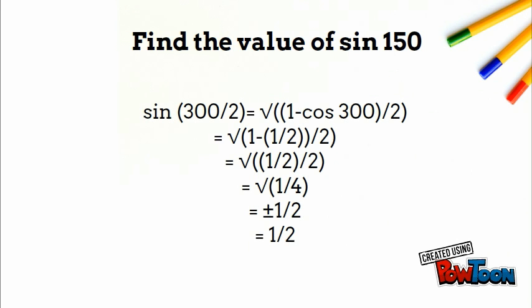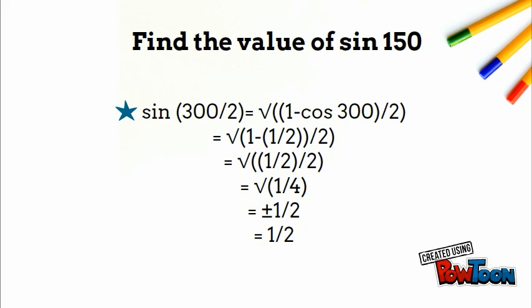We're going to be using the half-angle equation for sine, which is sine of u divided by 2 equals plus or minus the square root of 1 minus cosine of u divided by 2. Our first step is to determine our u value, which is twice our variable of 150, making our u value 300. We then substitute our u value into the equation, giving us sine of 300 divided by 2 equals square root of 1 minus cosine of 300 divided by 2.